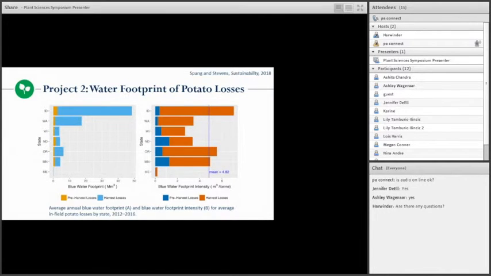And so we made one more calculation, which is the blue water footprint intensity, and it's the amount of water lost in potato losses per total potato production. And so you get an understanding there of kind of the efficiency of potato production from a water footprint and loss perspective all put together. And there, again, we see that Idaho uses quite a bit of water, and there's quite a bit of water embedded in the potato losses from an intensity standpoint.